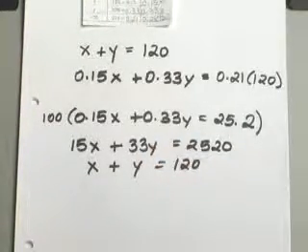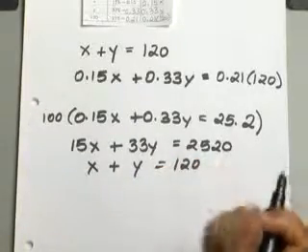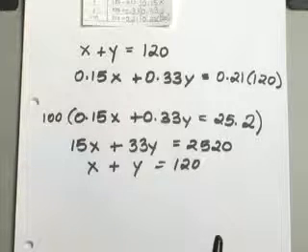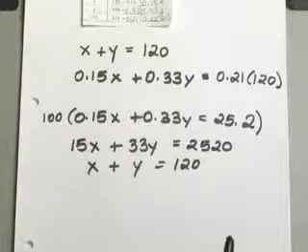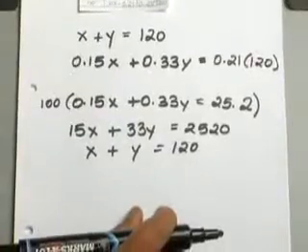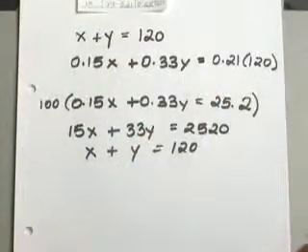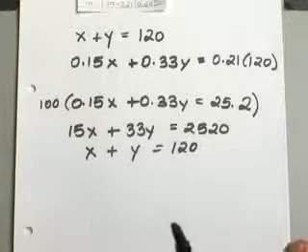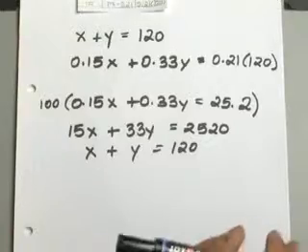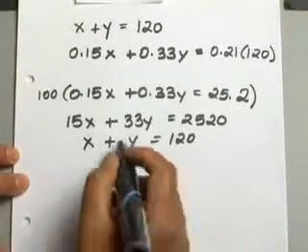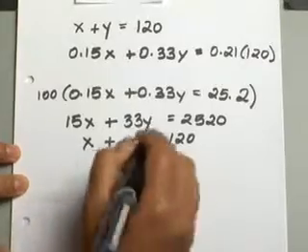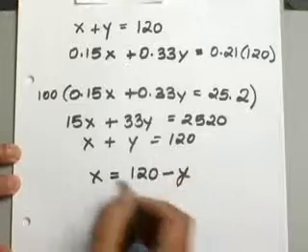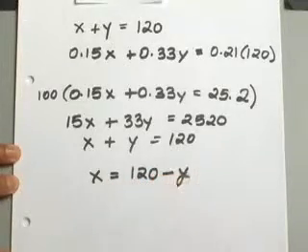So you have 15x plus 33y equals 2520, and the other equation is, of course, x plus y equals 120. I think substitution would work as your method for solving these equations. So I would go ahead and say solve your second equation either in terms of x or in terms of y. So we'll go ahead and solve this in terms of x. So all we need to do is move our y over to the other side, and that will give you x equals 120 minus y.